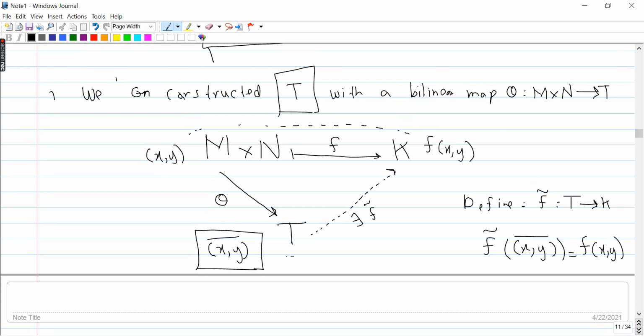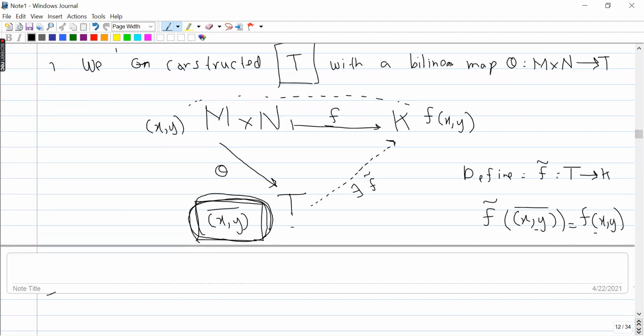So if I want to compute any element, the elements of T are classes, are equivalence classes, or are cosets. So here the image of any coset is just the image of (x, y) under f. So f bar is defined in this way. Now one can check, first thing, that f bar, which is defined in this way, is an R linear map.